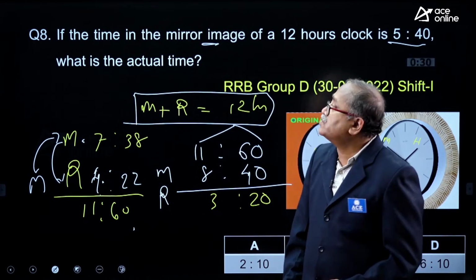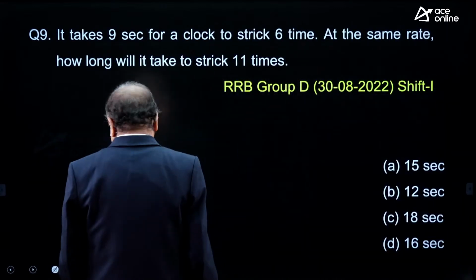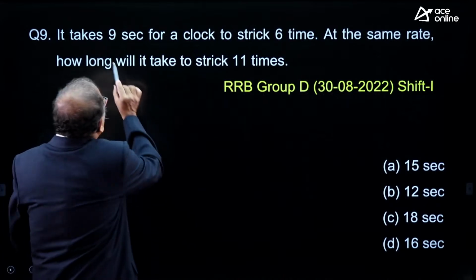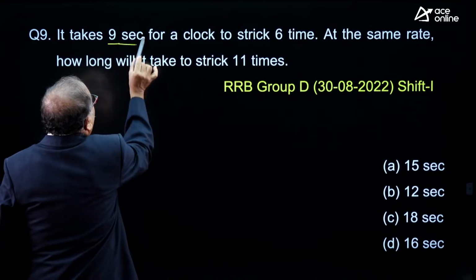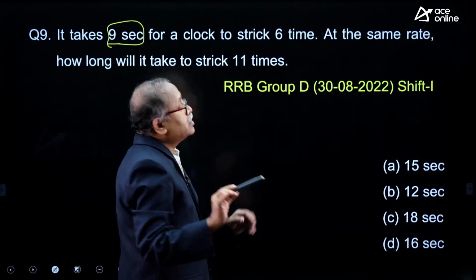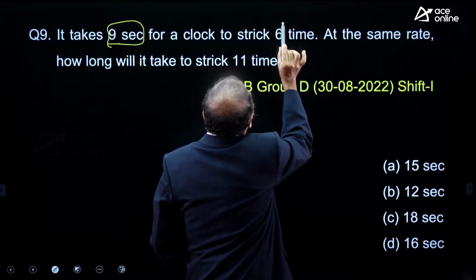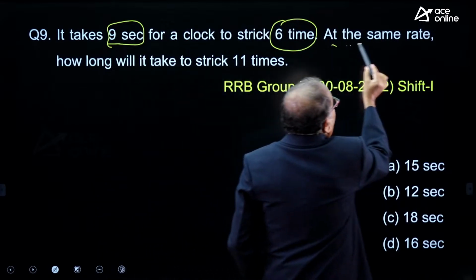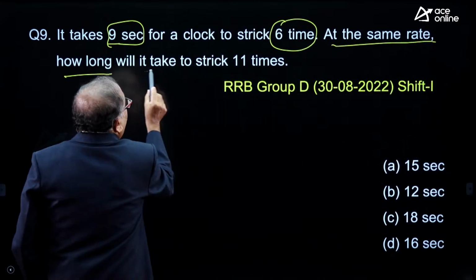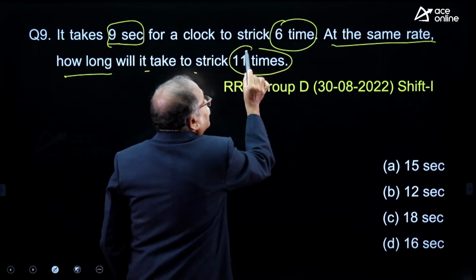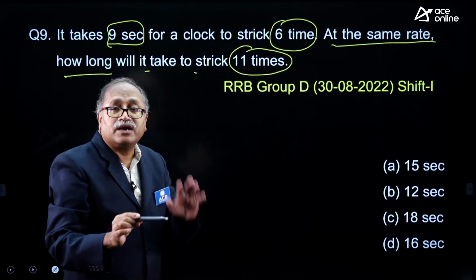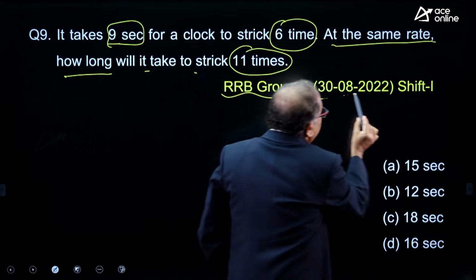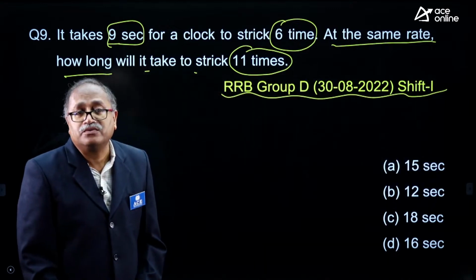And the last question, which you should not skip here, is this. It comes frequently. In all the competitive exams, it comes very frequently. This is the last question for the class. It takes 9 seconds for a clock to strike 6 times. At the same rate, how long will it take to strike 11 times? I didn't prepare it. I know, for the last 30 years I am teaching this. This is a very common model, and this question is of RRB Group D of 2022.